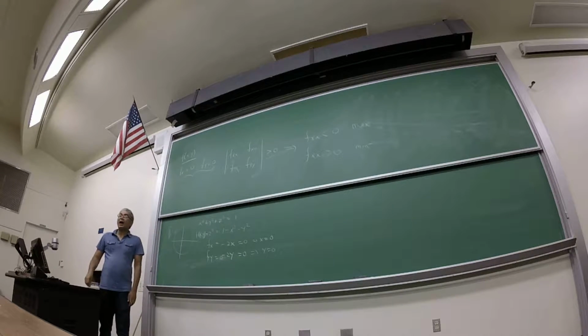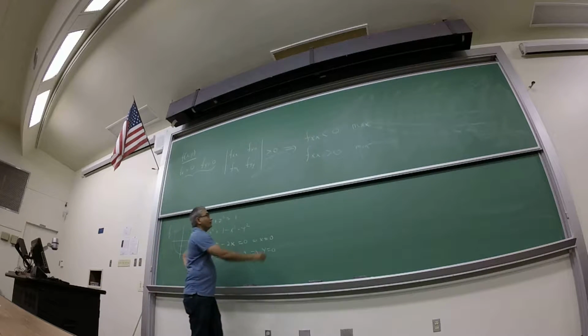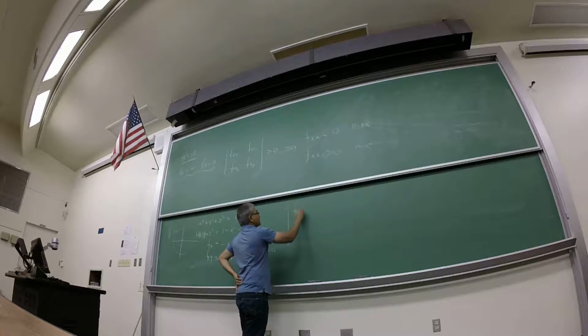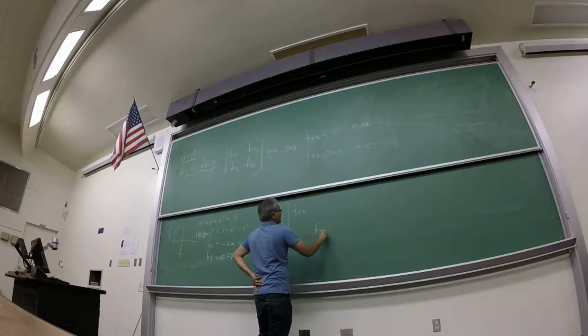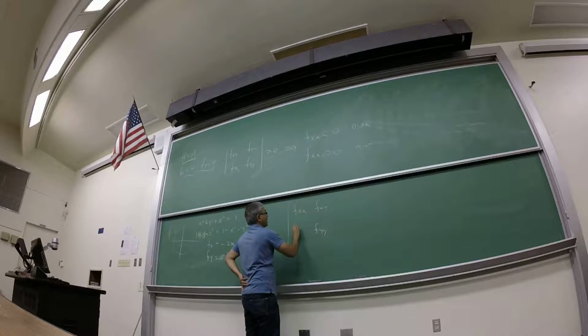Now you have to figure out if that's a maximum or a minimum or neither. So we calculate this derivative matrix: fxx, fyy, fxy, fyx.